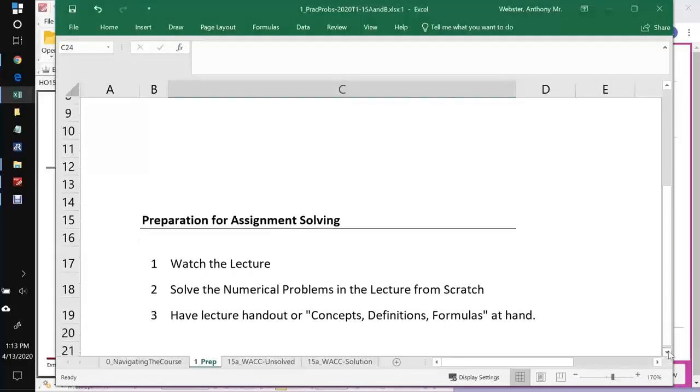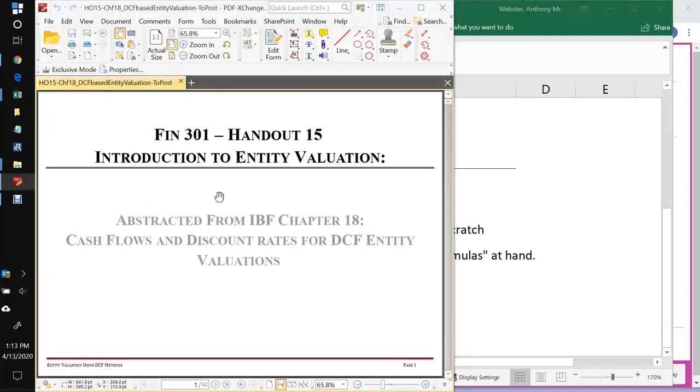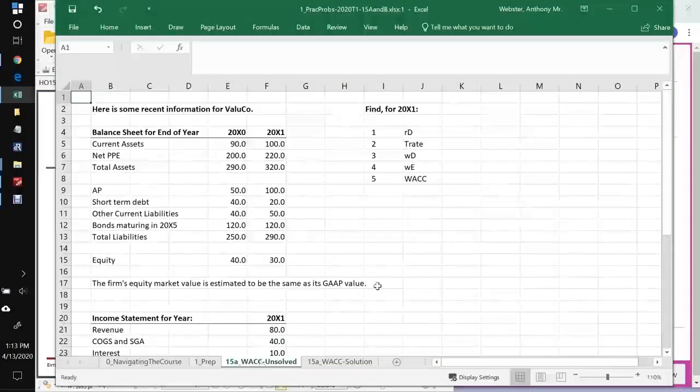As always, I'm going to want to make sure before I try the practice problems I've watched the lecture, solved those numerical problems in the lecture from scratch, and I have handy the lecture handout or the concepts, definitions, formulas handout. Today I've got with me the lecture handout, which should be fine. All right, so let's jump into what I've got for us today.